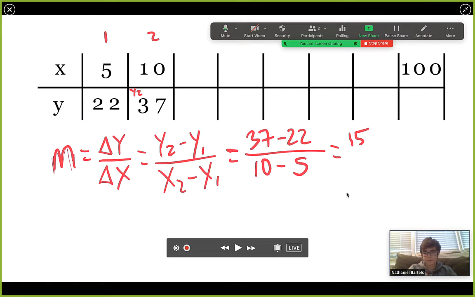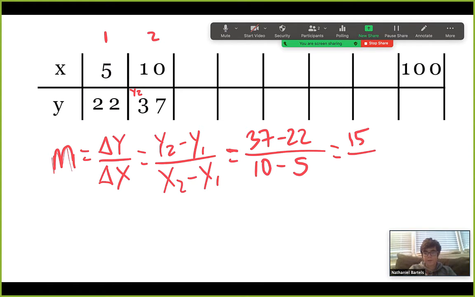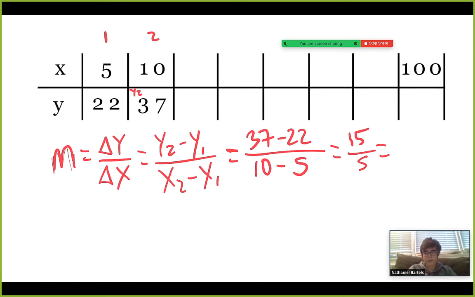And what's 10 minus 5? 5. It's 5. And then 15 divided by 5 is what? 3. 15 divided by 5 sure is 3. So this is the slope. And now we're going to need to figure out what?